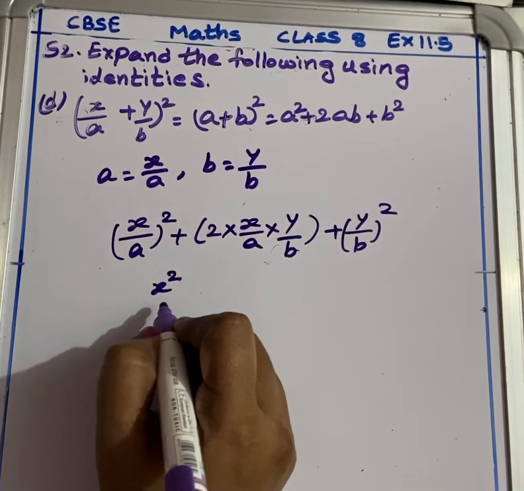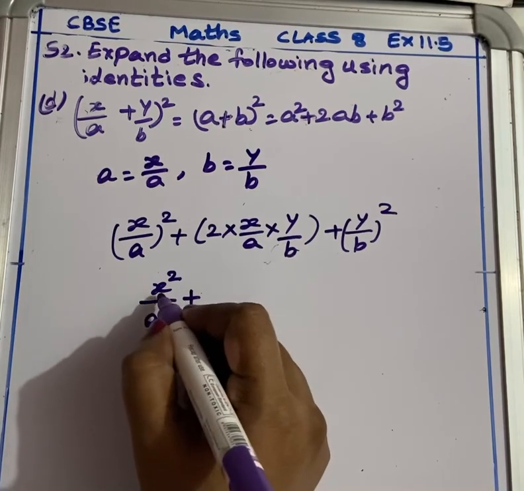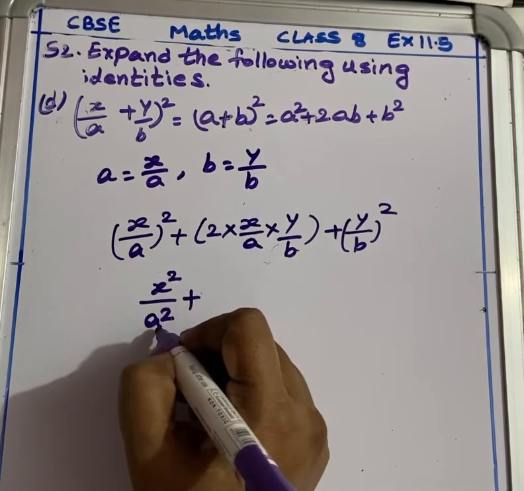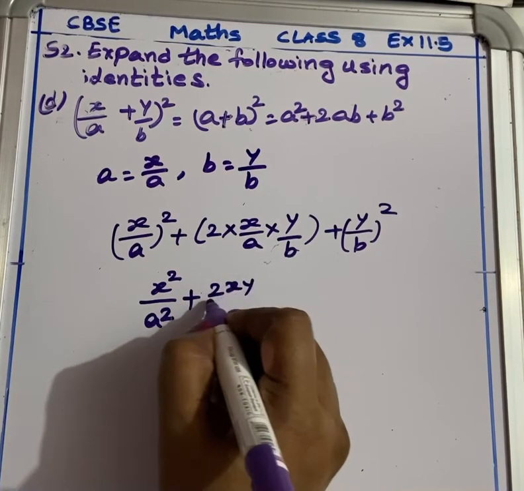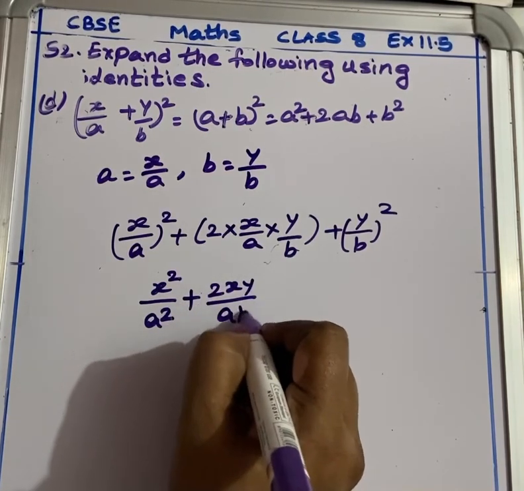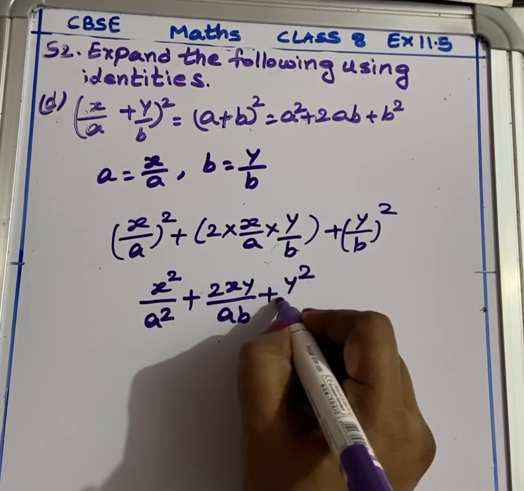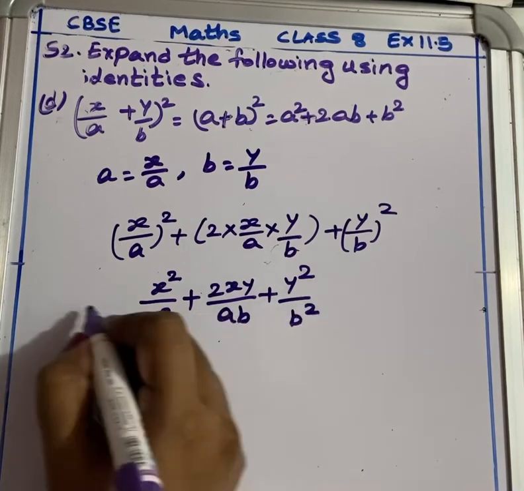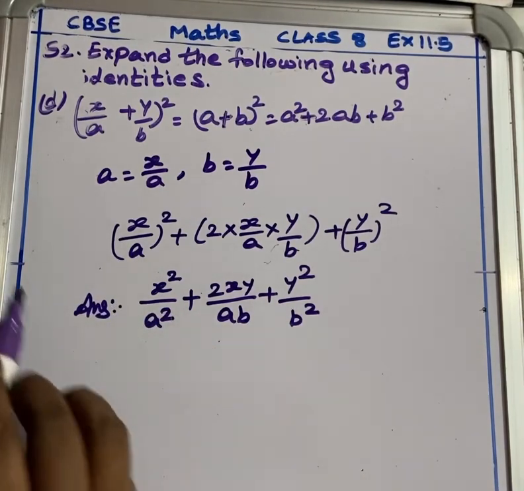Here x square upon a square, 2xy by ab, y square upon b square. It's the answer. We have completed S2.